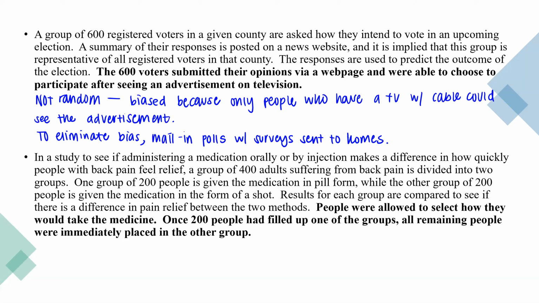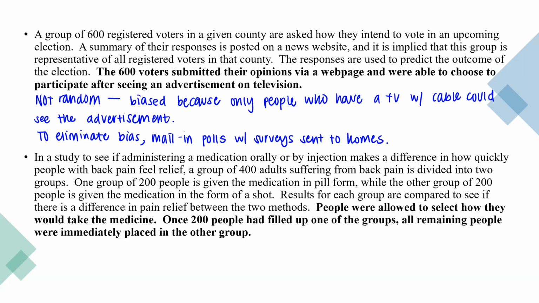Therefore, in order to eliminate the bias, one possible solution could potentially be mail-in polls with surveys that are sent to homes. Although one can argue that there is still some slight bias due to there being a homeless population that will not receive a mail-in poll at home, this is probably still the best way that we can eliminate as much bias as possible. Although this may seem a little archaic in this time of technology, it's still the way that we can get the most reach. This is why the U.S. Census Bureau is still done the same way.